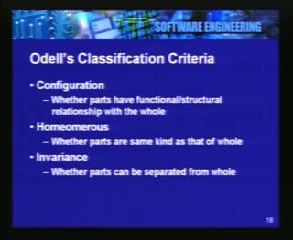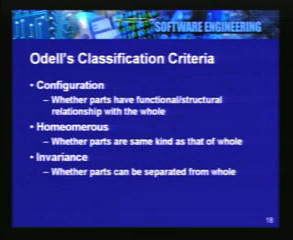Odell described different kinds of part whole relations through three parameters. First is configuration: whether parts have a functional or structural relationship with the whole. Say I have a bag, and in that bag there are many items.